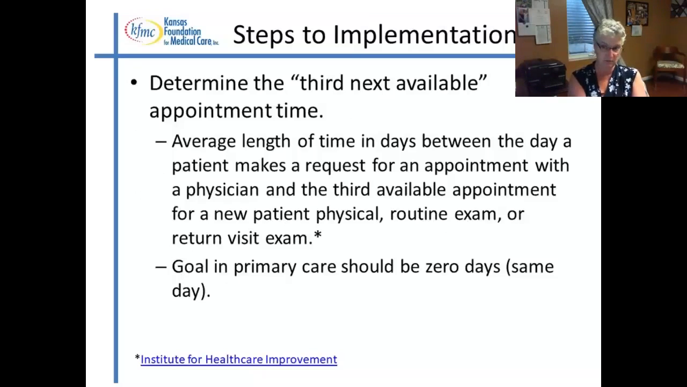The third next available appointment time is the average length of time in days between the day a patient makes a request for appointment with a physician and the third available appointment for a new patient physical, routine exam, or return visit. The third next available appointment is used rather than the next available, since it's a more sensitive reflection of true appointment availability. For example, an appointment might be open at the time of a request because of a cancellation or some other unexpected event. So therefore, that would be a fluke. Using the third next available appointment eliminates these chance occurrences from the measure of availability.